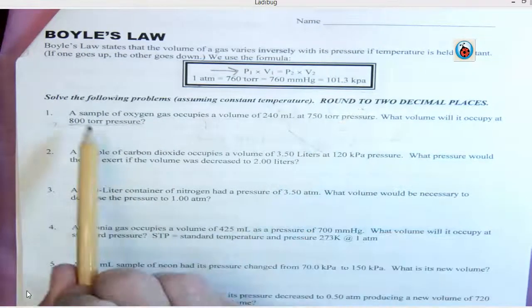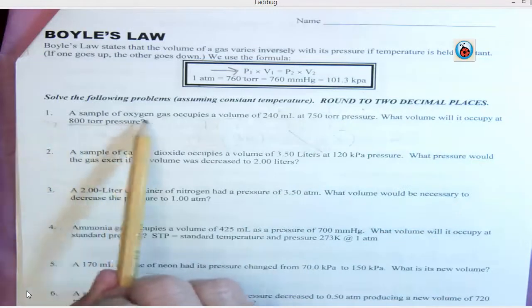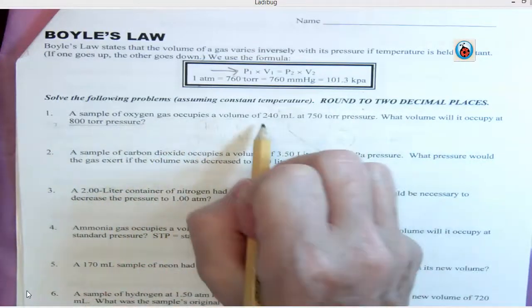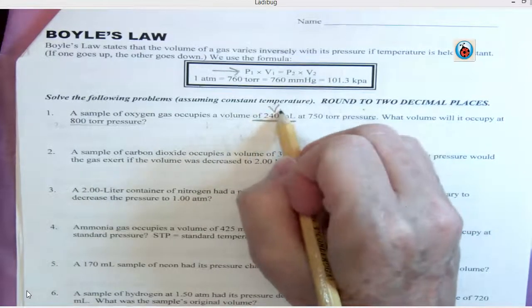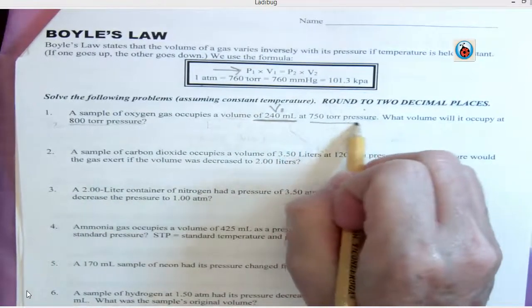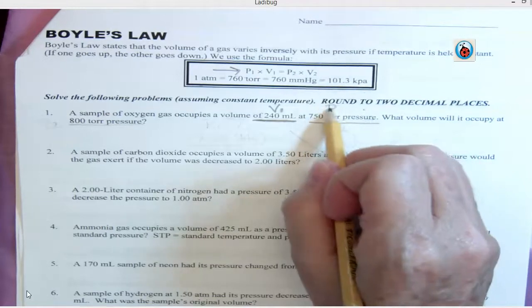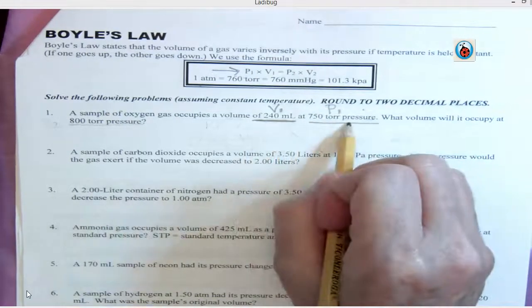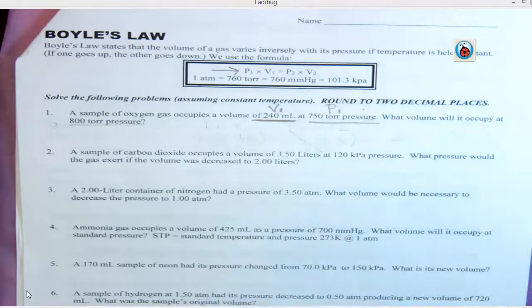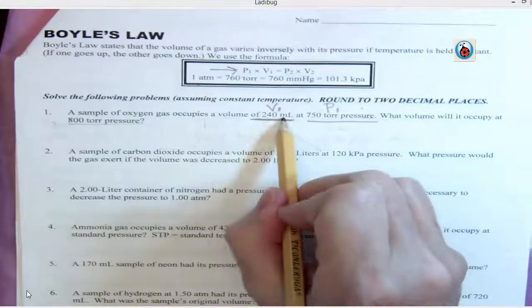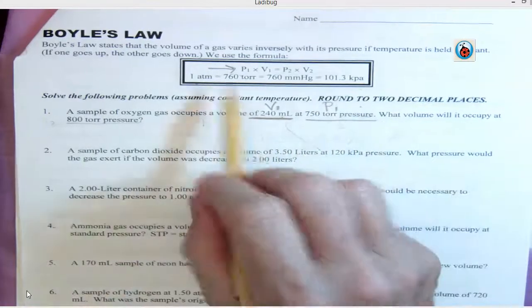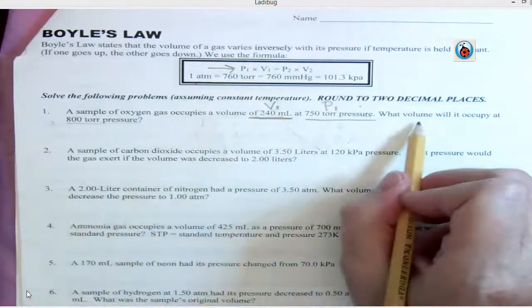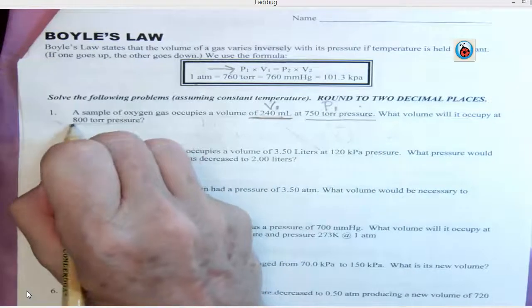All right, so let's look at example number 1. A sample of oxygen gas occupies a volume of, so there's our first volume, at 750 torr of pressure. Okay, so volume, pressure. Now let's remember from our notes that volume is measured in liters or milliliters. Pressure can be any of these. Okay, what volume will it occupy at 800 torr pressure?